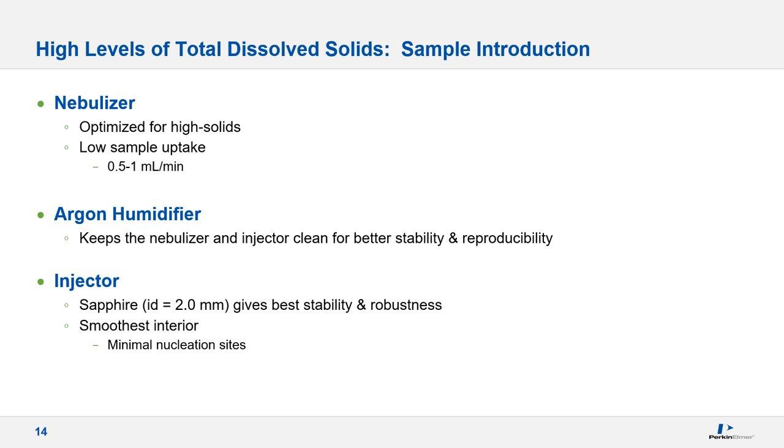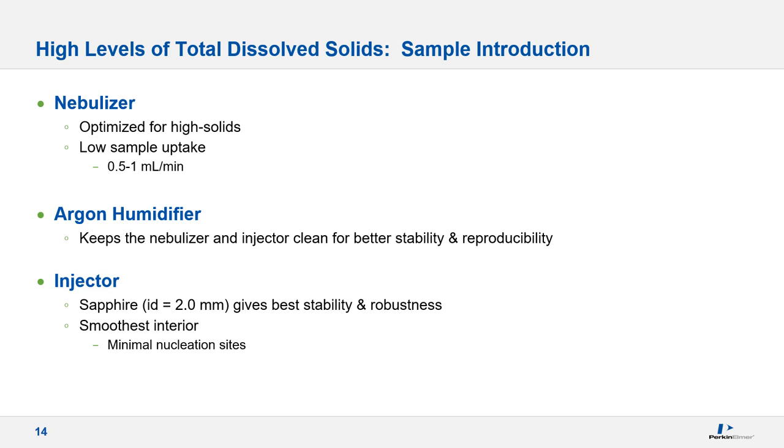An argon humidifier is also important to acquiring steady, consistent results with high TDS samples. The nebulizer gas flow is humidified prior to introduction to the nebulizer. The wet argon continuously rinses the nebulizer tip to prevent deposition and buildup of solids. Likewise, it also flushes the inside of the injector tip, limiting nucleation sites to prevent deposition and clogging.